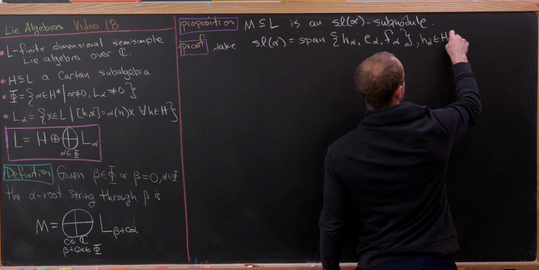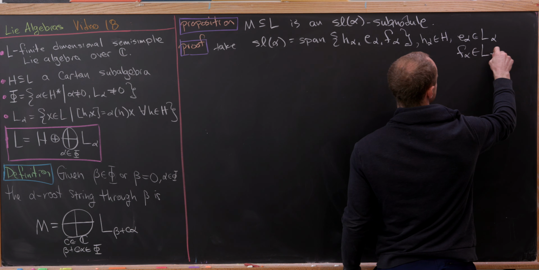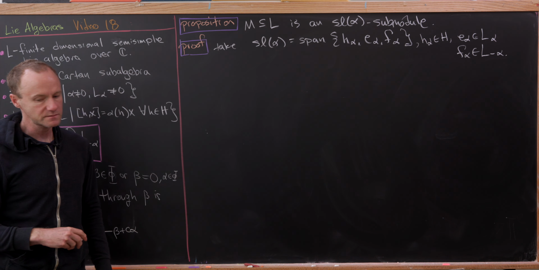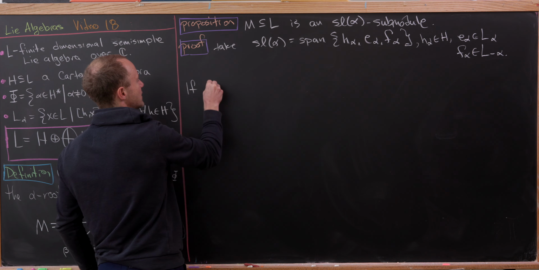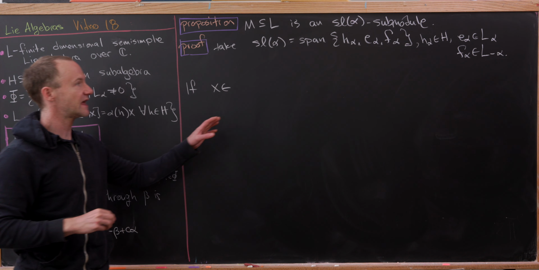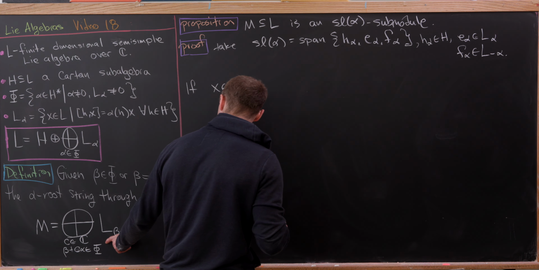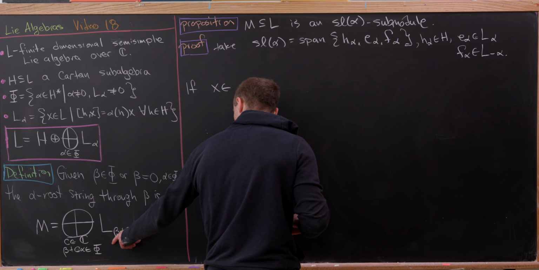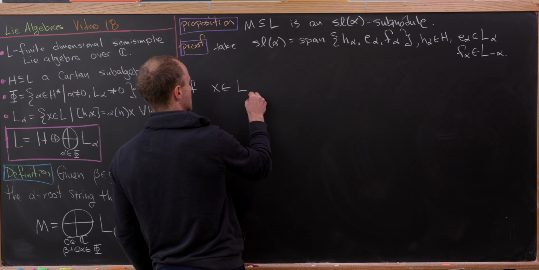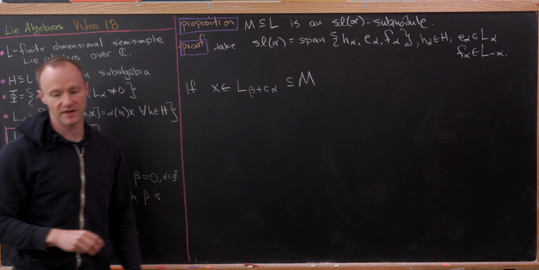So, where are these things living? H alpha is inside the Cartan subalgebra, E alpha is inside of L alpha, and then F alpha is inside of L minus alpha. So that's based around something that we did before. Okay, so now let's say if we've got an X in one of these spaces right here, we want to make sure that if we hit it with anything from SL alpha, we land back, maybe not in the space that we started with, but inside of M. Okay, so let's suppose that X comes from L beta plus c alpha. And notice that it's a component of M.